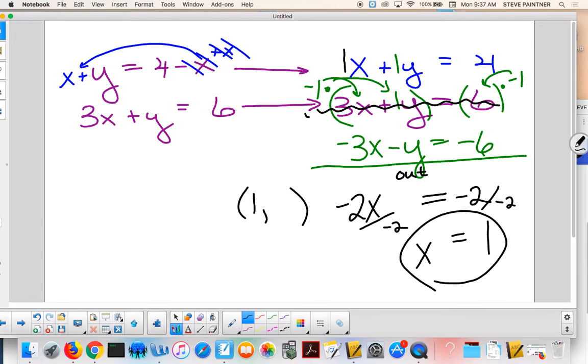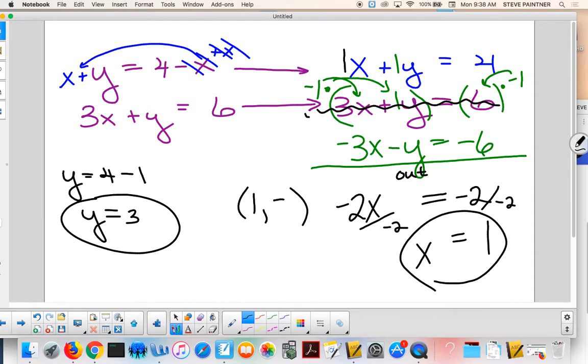Go to the originals. Where would you like to put the 1? The 3x. Hey, how about if I put it in the original? Y equals 4 minus x. Can I do that? Yeah? Okay. Y equals 4 minus x. X is 1. Look. What's the answer? 1, 3. It is 1, 3. Okay.